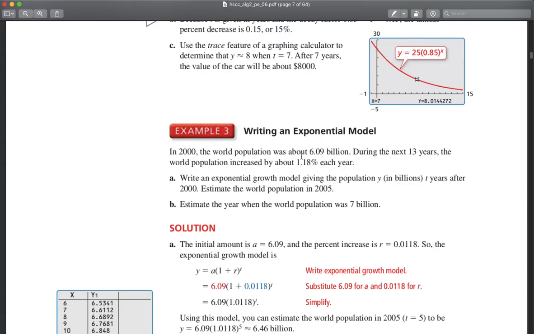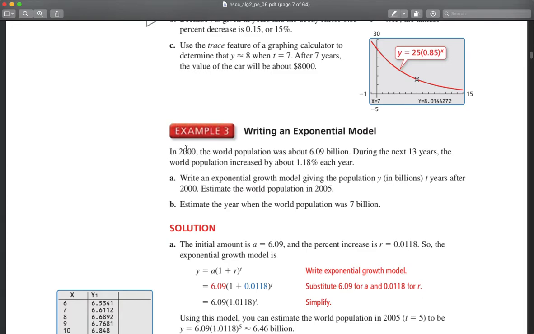So let's start off by reading. In 2000, the world population was about 6.09 billion. So just from the phrase in 2000, right, it kind of gives us a starting point. It kind of gives us that we're going to start off by calculating what happened in that year. We're not starting in 2010. We're not starting in 2020, right? Which, by the way, the census is going on. Make sure to get that done.